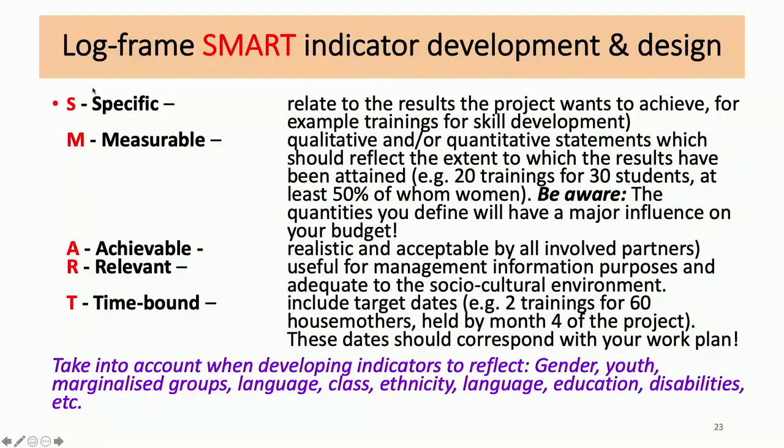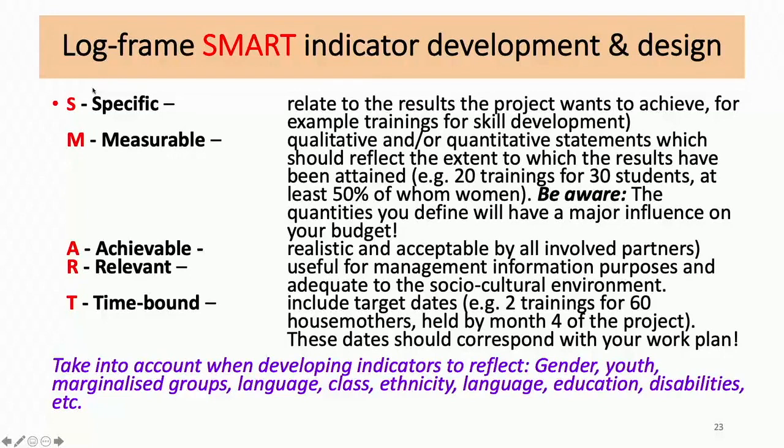Indicators, just some quick advice on indicators. Indicators need to be SMART. Specific: they relate to the specific result and the activity. They need to be measurable. We cannot afford airy-fairy indicators that are not measurable. They need to be qualitative and quantitative statements, which should reflect the extent to which the results have been attained. For example, 20 trainings for 30 students, at least 50% being women.